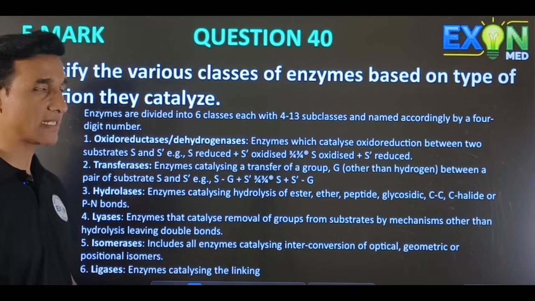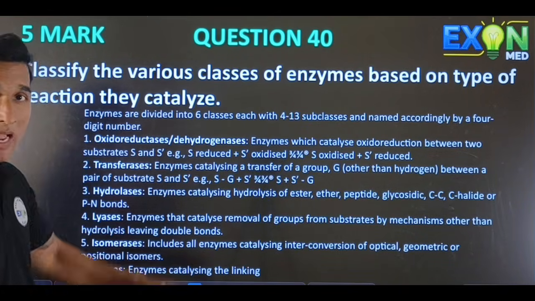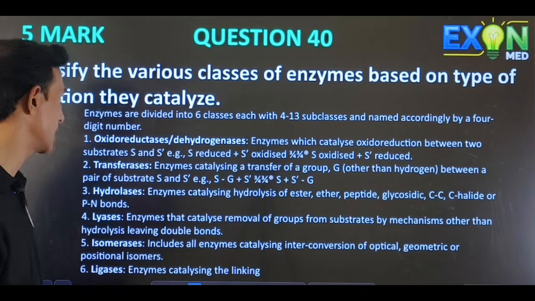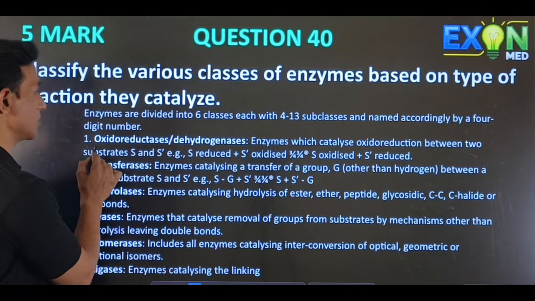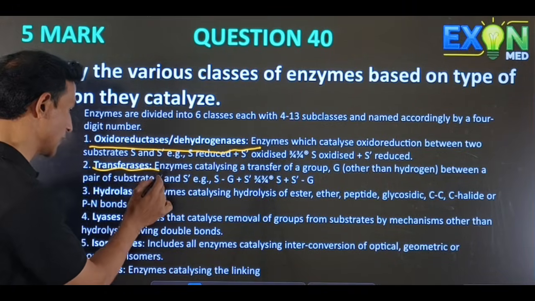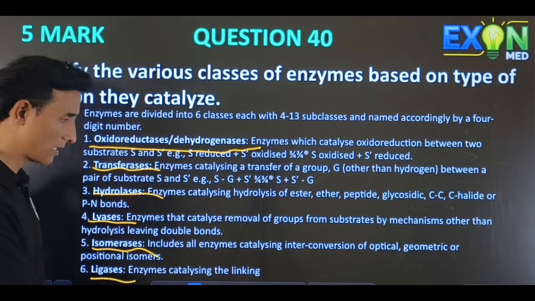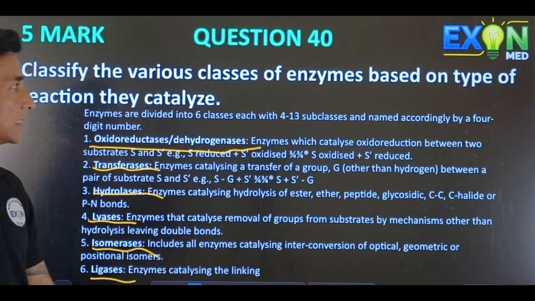So classify the various classes of enzymes based on the types of reaction they catalyze. So you have to mention 5 enzymes for 5 marks. Enzymes are divided into oxidoreductases or dehydrogenases, transferases, hydrolases, lyases, isomerases, ligases. You have to mention with an example.